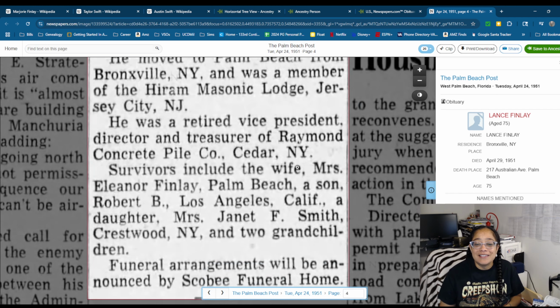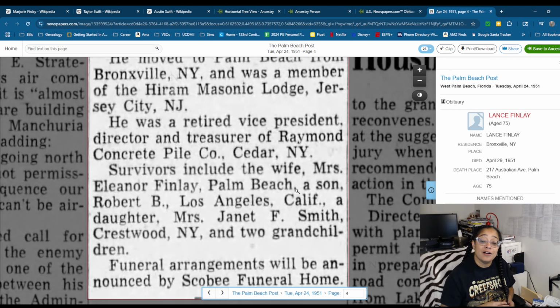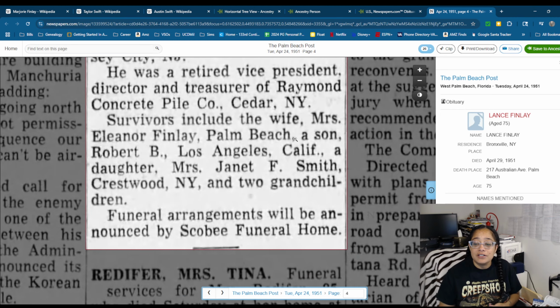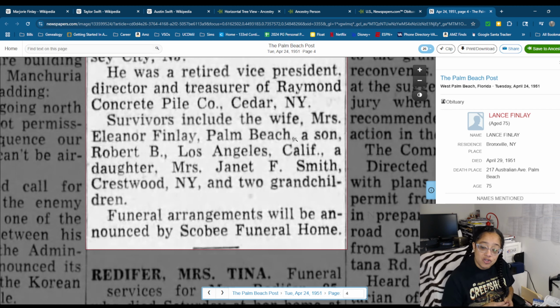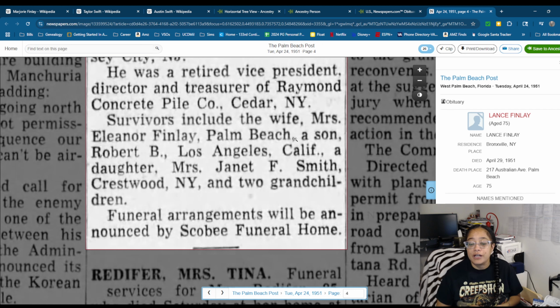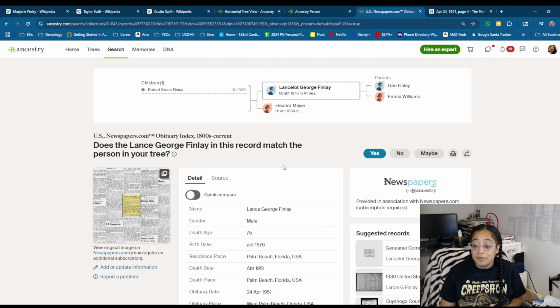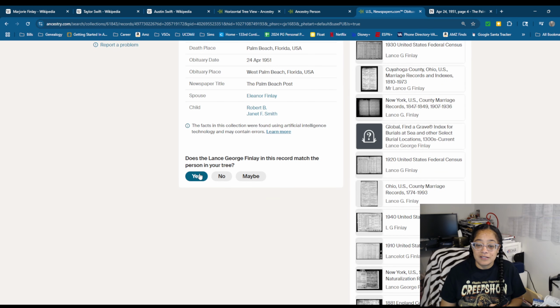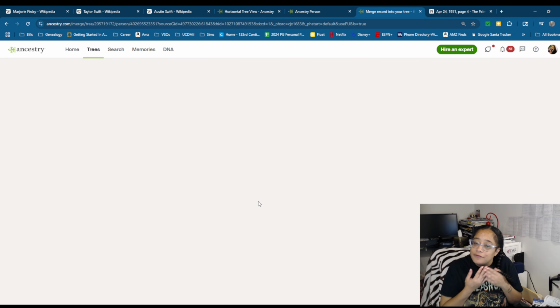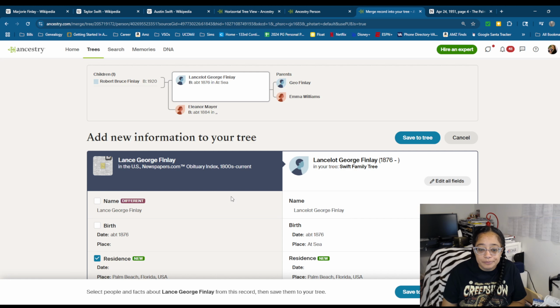Okay, he was a retired vice president, director, and treasurer of Raymond Concrete Pile Company, Cedar, New York. Survivors include the wife, Mrs. Eleanor Finlay, Palm Beach, a son, Robert B., Los Angeles, California, a daughter, Mrs. Janet F. Smith, Crestwood, New York, and 2 grandchildren. Funeral arrangements will be announced by Scobie Funeral Home. So we've got a good amount of information in here. This feels good to me, feels accurate, feels correct.